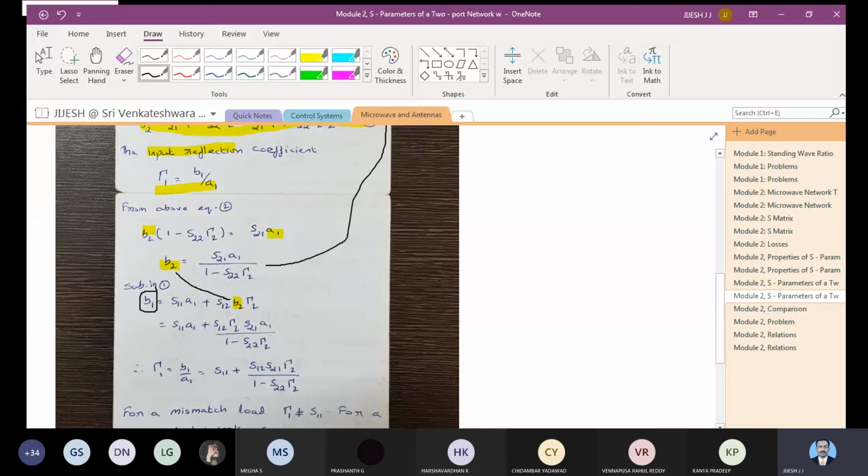So further we have gamma 1. Gamma 1 is equal to B1 by A1, which we have studied here. B1 is also known to you, A1 we also know. So what you can write in a very simple form is, if you take A1 common, gamma 1 is equal to B1 divided by A1, that is equal to S11 plus S12 S21 gamma 2 divided by 1 minus S22 gamma 2. I think it is clear for everyone.